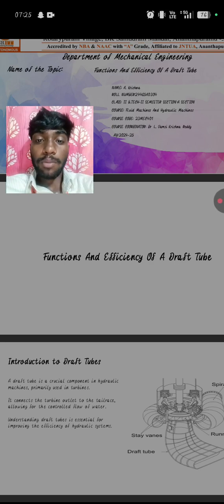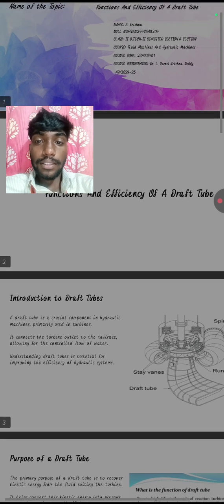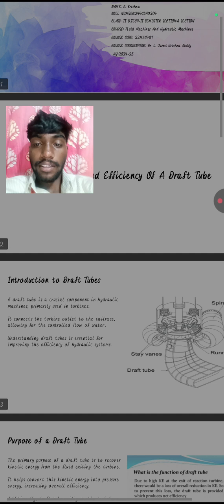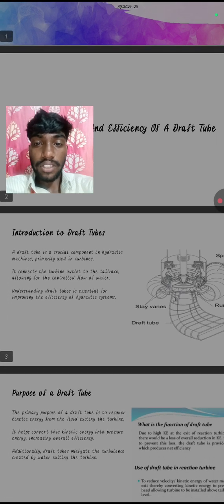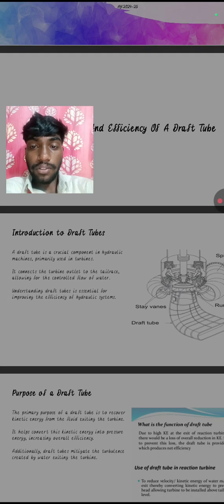Today, I'm going to present on the functions and efficiency of a draft tube, which is an important topic we study in fluid machines and hydraulic machines. Let us see the introduction of a draft tube.